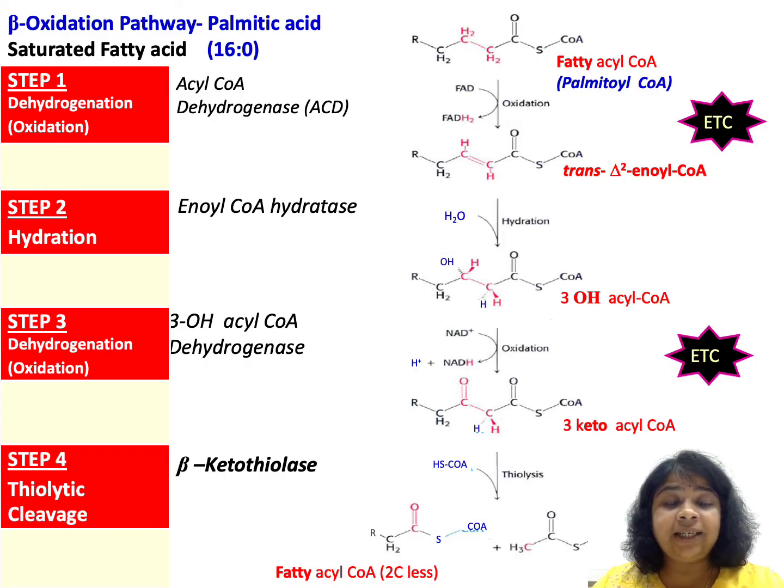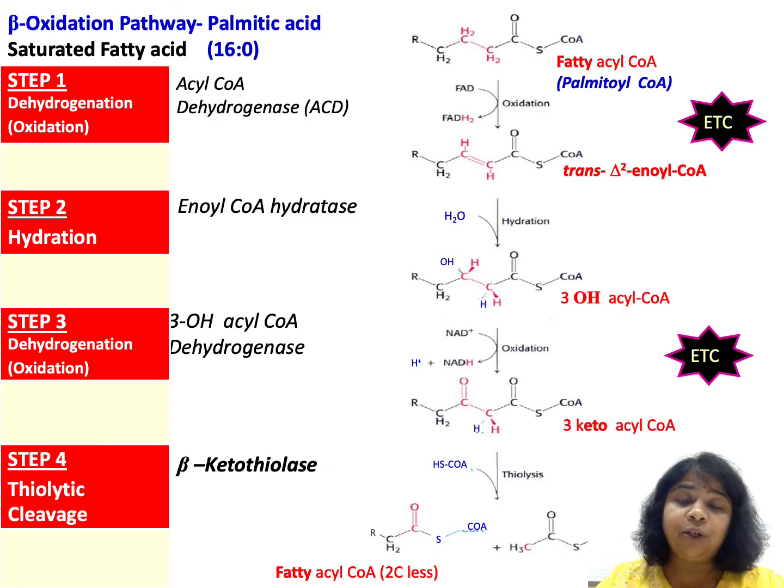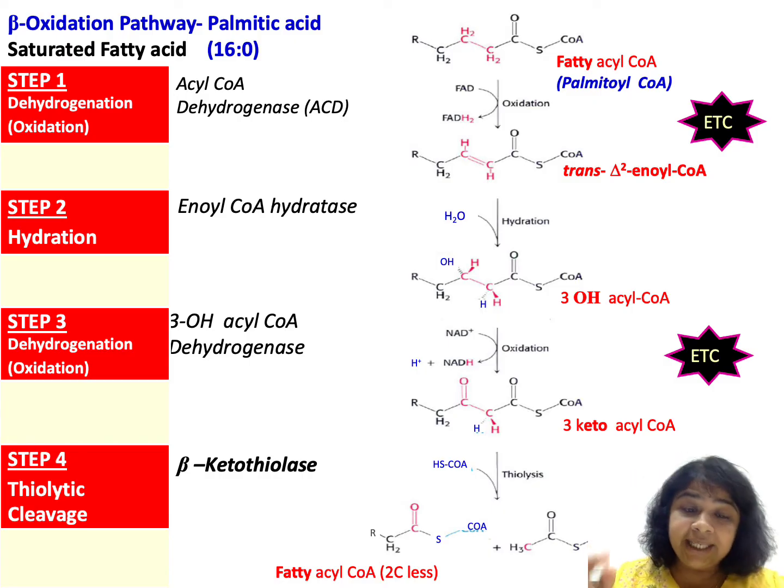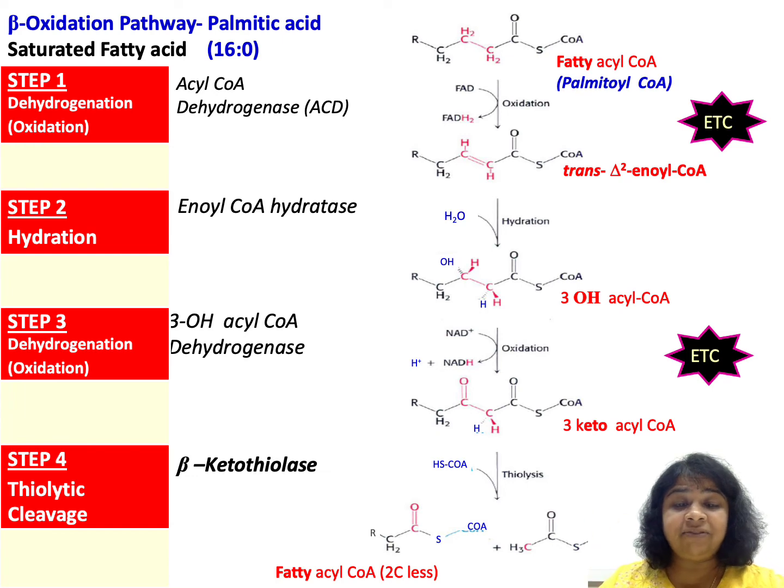So at the end of the fourth step we have acetyl CoA, which is a 2 carbon compound, and we have a fatty acid which is now 2 carbons less than what we started with. So if we are looking at palmitoyl CoA, which is a 16 carbon compound, at the end of one cycle we have acetyl CoA plus a 14 carbon fatty acid.